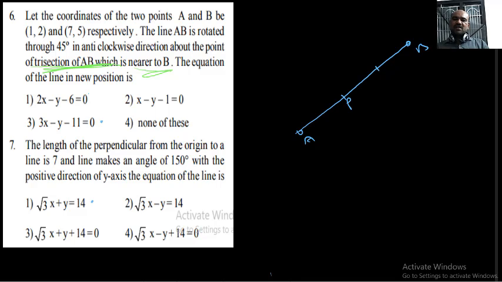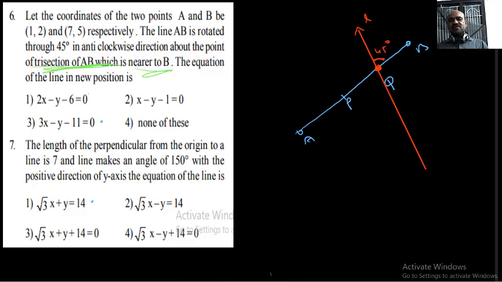P and Q are points of trisection. The problem says that through Q the line is rotated through an angle of 45 degrees. Now we want to find the equation of the line L, the red colored line. How to find it? We can directly find the coordinates of Q.